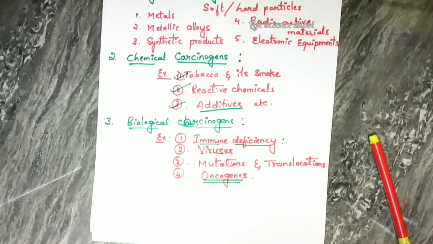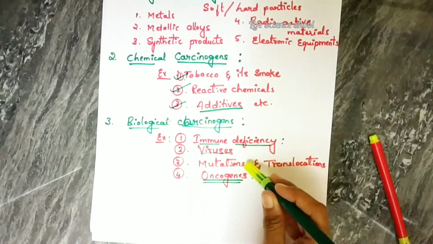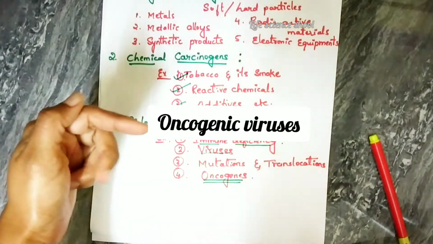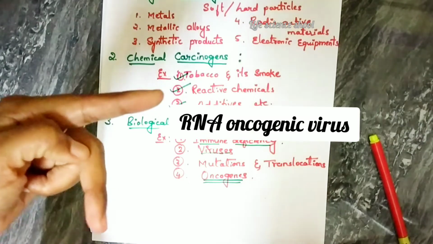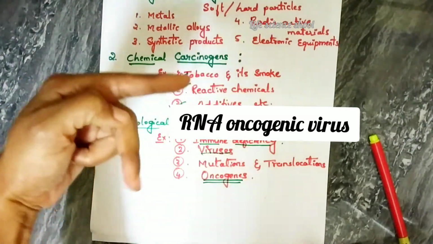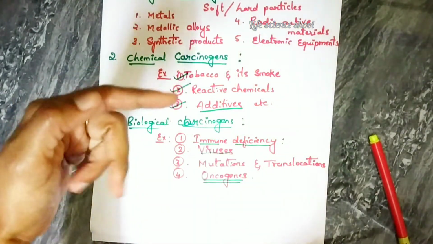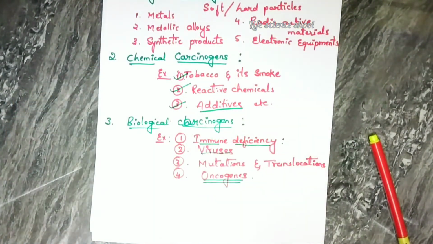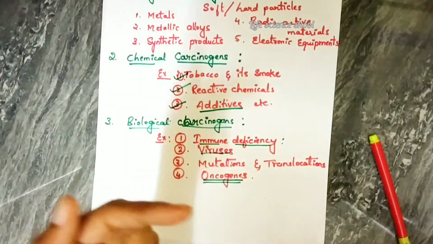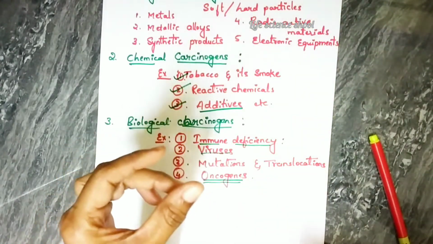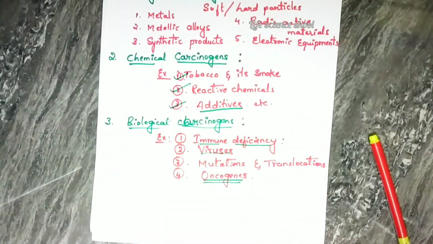Here the viruses which cause cancer are called oncogenic viruses. They are divided into two types. The first one is RNA oncogenic virus, and the second one is DNA oncogenic virus. For example, for RNA oncogenic viruses, we can give the example of hepatitis C virus, and for DNA oncogenic virus, we can give the example of hepatitis B virus, which is said to be associated with human liver cancer. So these are the viruses which cause cancer.